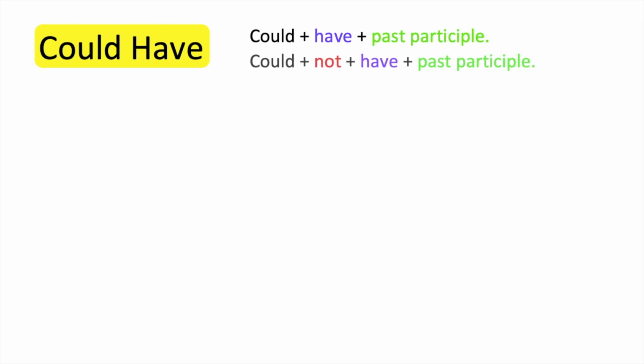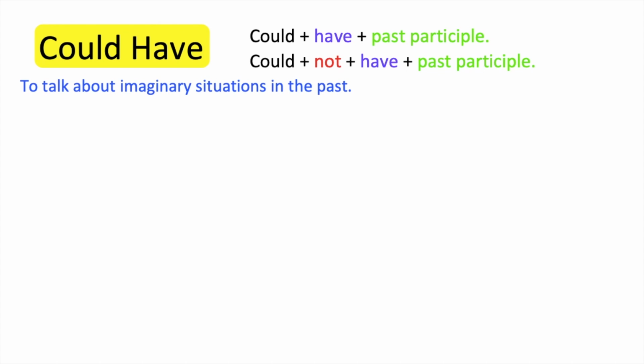Could have. The positive sentence structure is could plus have plus a verb past participle. The negative sentence structure is could plus not plus have and the verb past participle. Could have can be used for a number of different reasons. The first is to talk about imaginary situations in the past.